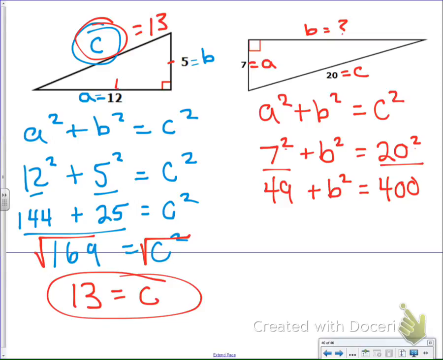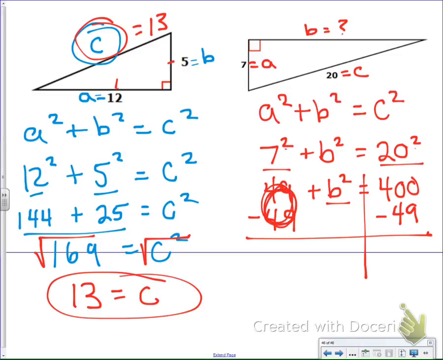So now I can do some subtraction. I want to solve this and treat it just like I would an equation. I want to keep b squared by itself. I want to isolate that so that I can solve and figure out what it's going to be. So, just like I would with regular equations, I want to take 49 away from both sides. By doing that, it's going to make this equal 0 and leave me alone with b squared. Now, I need to do 400 minus 49, which I know is 351.